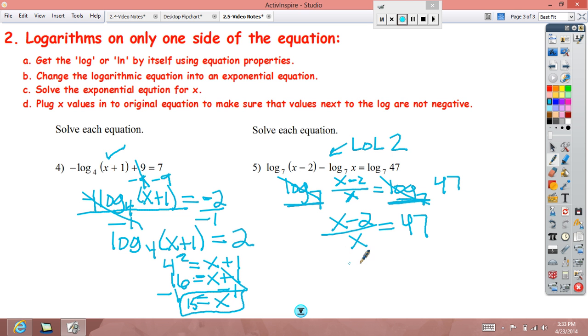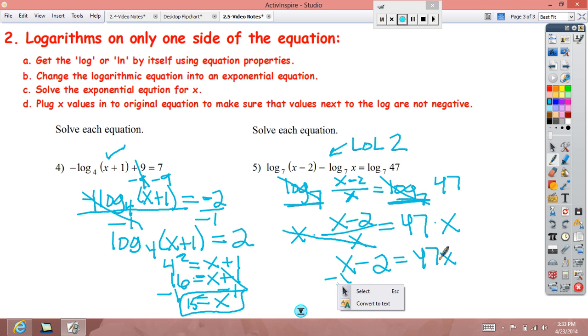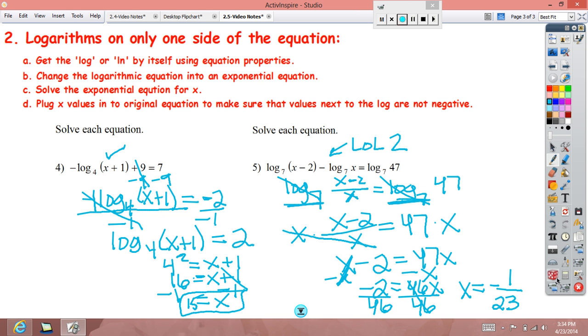To solve, same way as we did that other fraction one, multiply by x. As I have x minus 2 equals 47x. Okay, to get x by itself, subtract x. Negative 2 equals 46x. 47x minus x, 46. Divide by 46. And x equals, well, this simplified is negative 1 over 23.